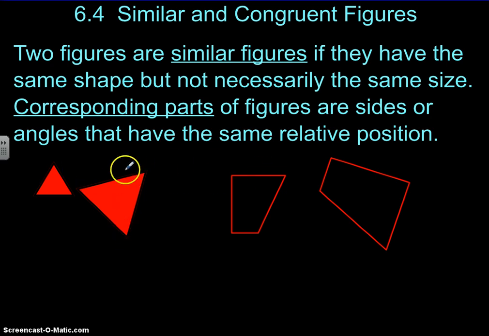So I've got two examples of similar figures down here. Notice that this little triangle right here is smaller than this one, but it does have the same shape. And if we were to blow this up and make it bigger and tilt it a little bit, we could put it right on here and you wouldn't see any difference, okay? So these two shapes are definitely similar.